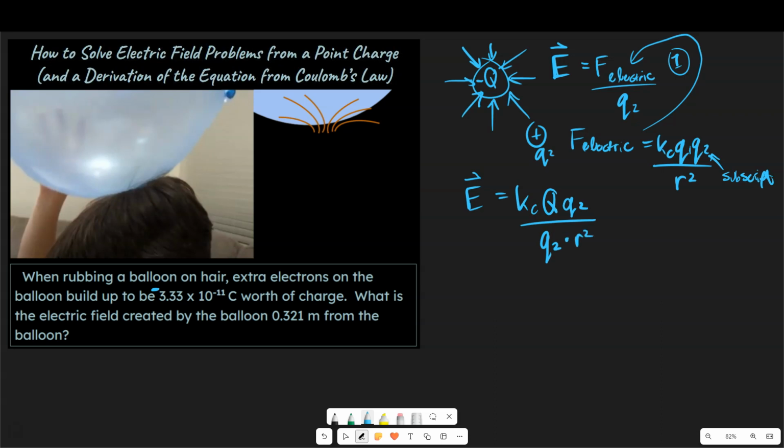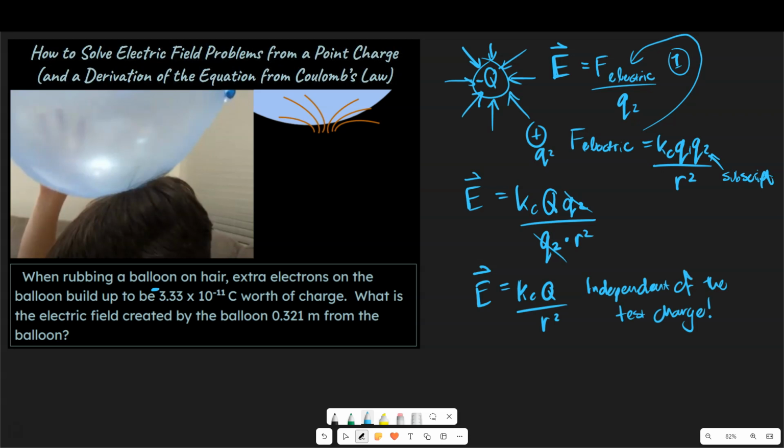And let's think about what happens here with this. So notice we've got a Q2 here and a Q2 here, and we can cancel those out because they'll reduce to 1. So what are we left with? We're left with, in this equation, the electric field is equal to Kc times the big charge that's producing the electric fields in the area that we're considering, divided by the R value squared, the distance in between the center of both charges. Now notice this electric field is independent of the test charge.